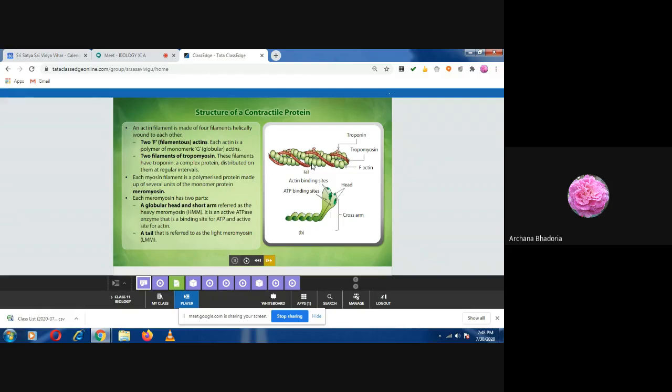Now try to understand this figure. Quickly try to see, and this is given very nicely in the textbook also. Try to understand. You will have to draw this figure.